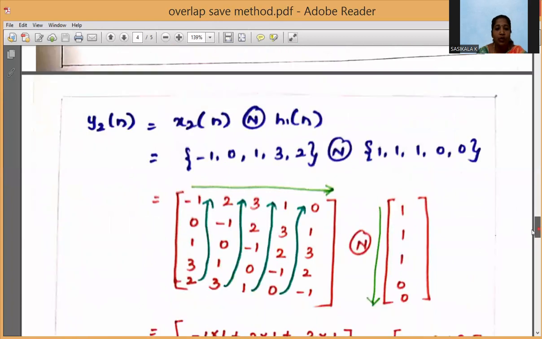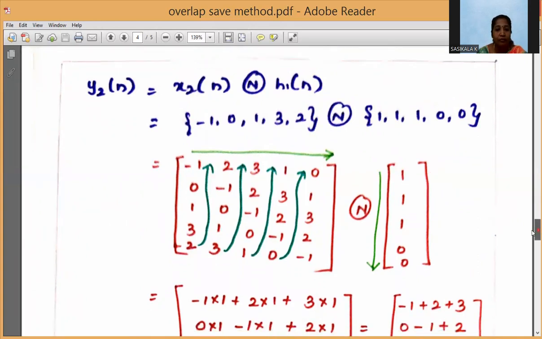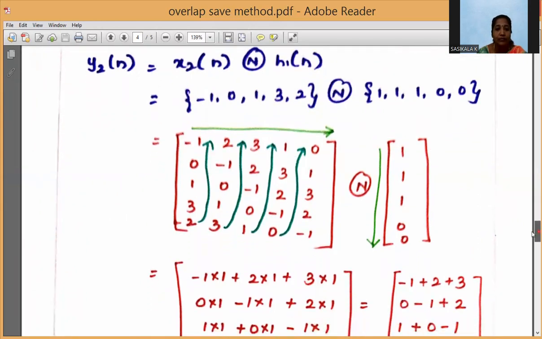Now, your y2 of n is equal to x2 of n circular convolution with h1 of n. So we have got x2 of n to be minus 1, 0, 1, 3, 2 circular convolution with 1, 1, 1, 0, 0. Similarly, what we have done for y1 of n, the same procedure we have to repeat here. So first write these elements column-wise, that is minus 1, 0, 1, 3, 2.